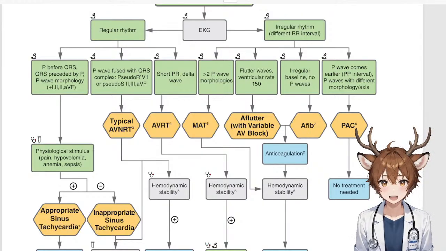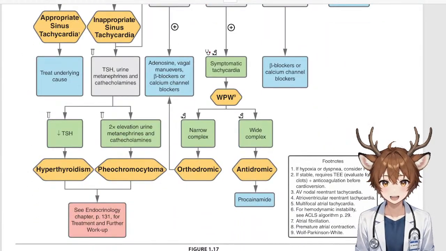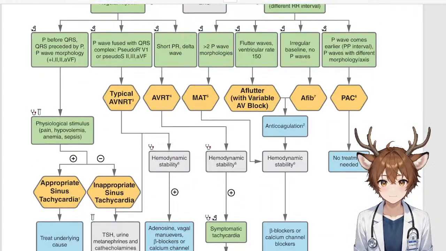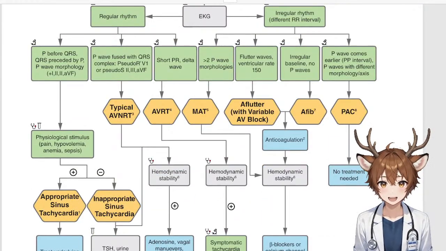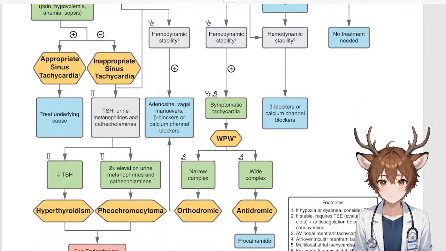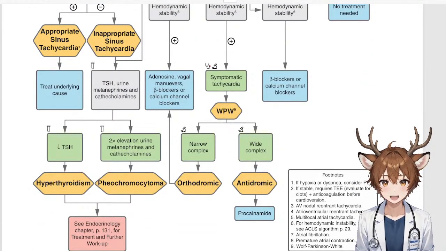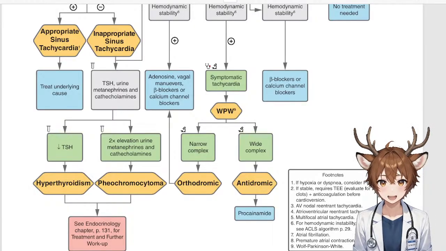And then you go down to a lower TSH for hyperthyroidism, or you have the metanephrines and so forth for pheochromocytoma. And if we're thinking about AVRT, which again is the atrioventricular reentrant tachycardia, then we're thinking about hemodynamic stability. If that's positive for that, then we're thinking symptomatic tachycardia. Then we're thinking about Wolff-Parkinson-White syndrome. I knew that off the top of my head, WPW.